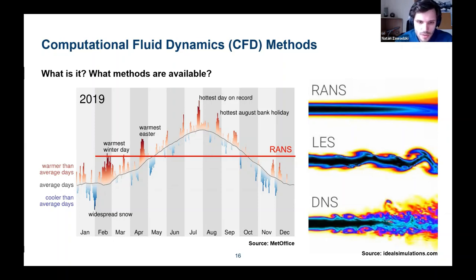A good representation of what CFD does, and what the different methods are, because there are also different methods, is a weather chart. So for example, if you look at the day-by-day temperature recording, this is from London, you see that there's a lot of fluctuation. Some days are much hotter, some days much colder, etc. So if you would record a velocity, for example, through one point in a flow field, it would very much look like that.